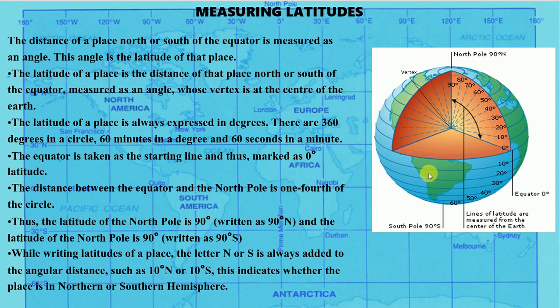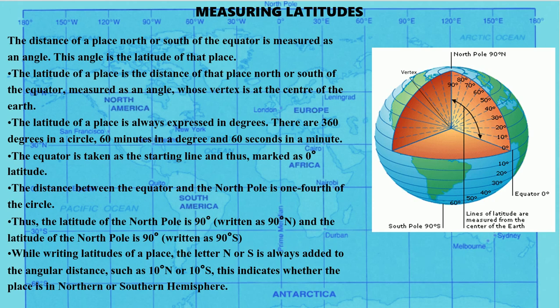As we have already studied, there are 181 parallels. Okay, 90 parallels in the northern hemisphere and 90 parallels in the southern hemisphere, including the equator. It becomes 181. So the latitude of a place is always expressed in degrees, as we know that there are a total of 360 degrees in a circle.